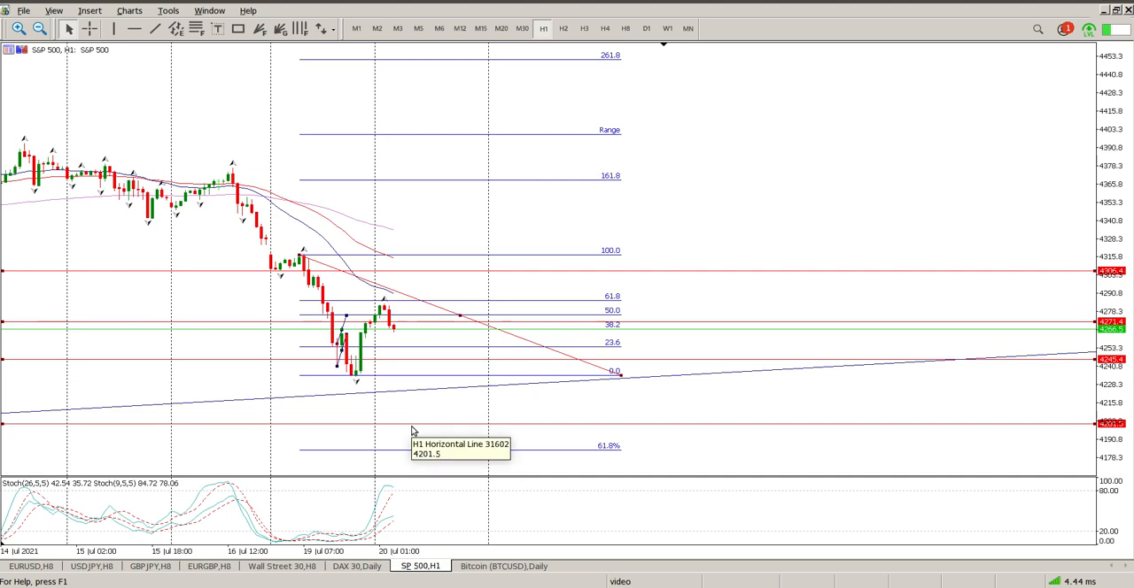Okay, so anyway, that's my view at the moment. Not looking to buy just yet, looking for some structure or some stability before I start looking at longs.